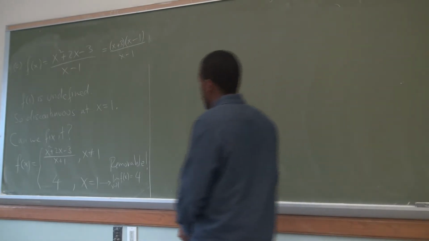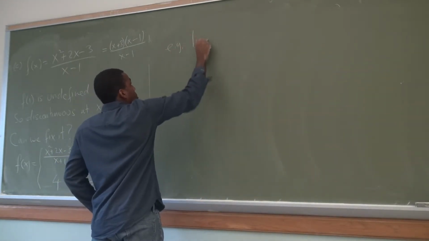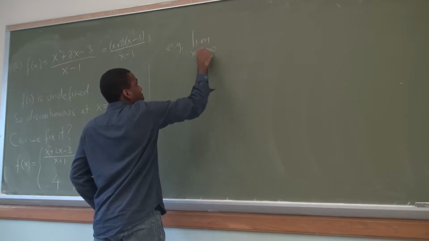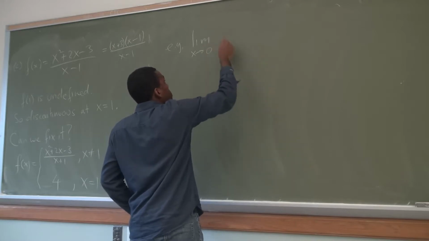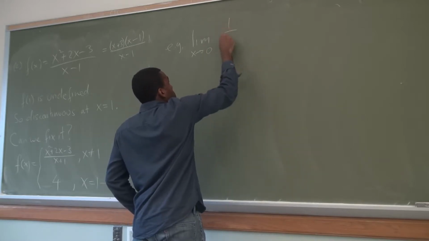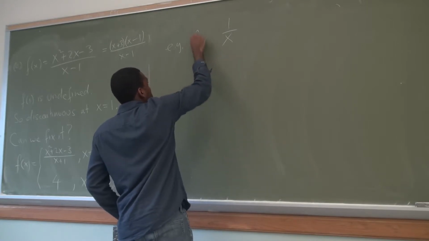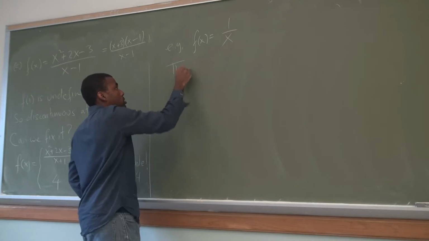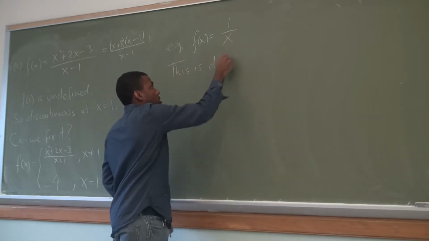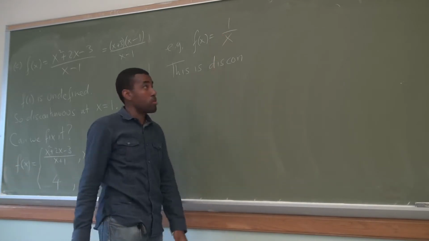So a simple example is this, which is discontinuous at 0. Obviously, because you can't plug in 0 and you can't simplify to get rid of the problem, right?